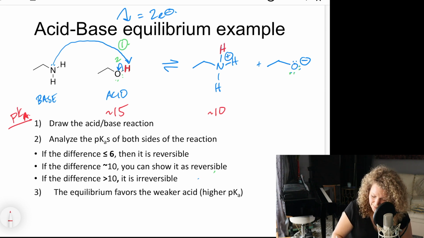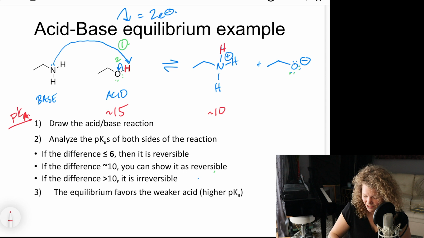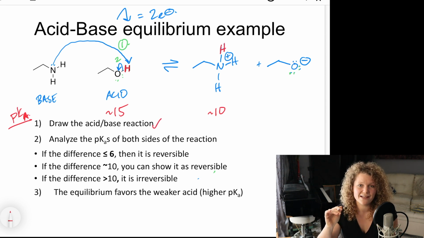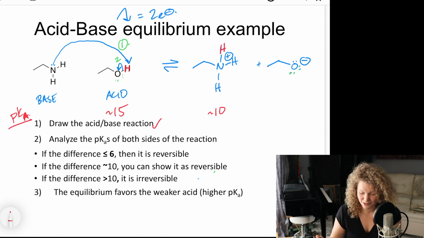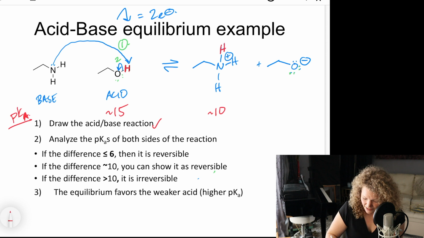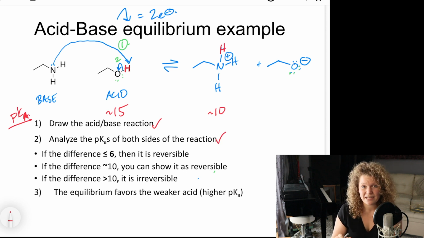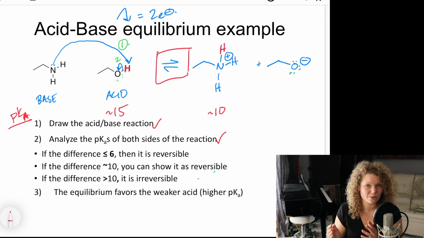So the first step of doing any equilibrium acid-base reactions is to 1, draw the acid-base reaction, which we did. We used curved arrows to do so. We checked our answer by looking at the formal charges, seeing if it made sense. The second one here is to analyze the pKa's. Now, we just highlighted the pKa's, but we need to analyze them now. I'm going to give you a set of rules that will help you determine if this reaction is in equilibrium or if it isn't. And if it is in equilibrium, which side is favored?